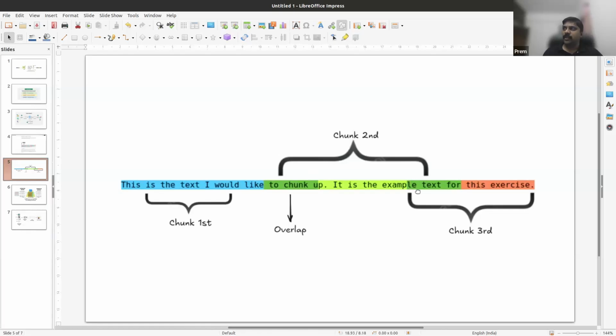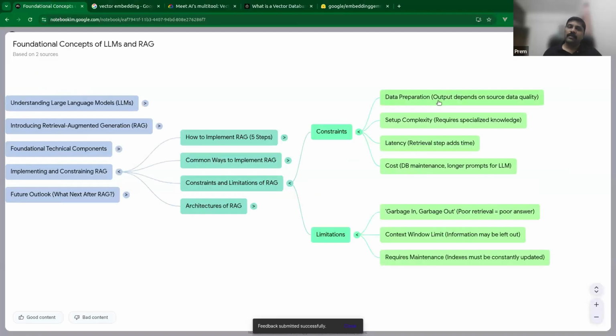Similarly, chunk 2 and chunk 3 will have some overlap. So this way you will have a chain of data coming with overlaps, so that way your retrieval accuracy will be better. These are all different techniques that you will follow to make your data more reliable, right?